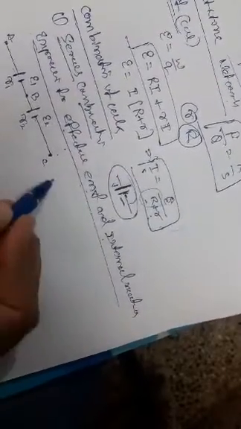The combination of the two cells is replaced by a single cell, which is called the effective EMF of the cell. The effective EMF of a cell is that of a single cell.